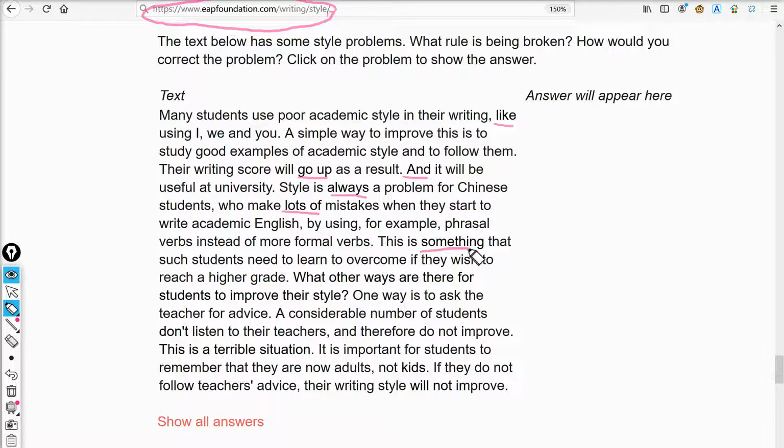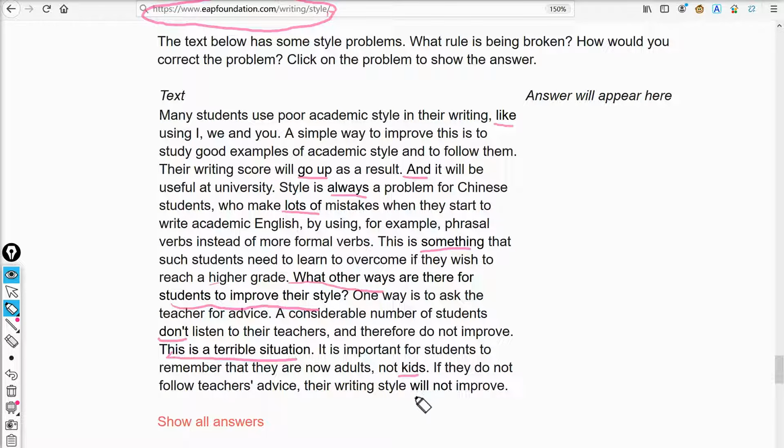What other ways are there for students to improve their style? One way is to ask the teacher for advice. A considerable number of students don't listen to their teachers and therefore do not improve. This is a terrible situation. It is important for students to remember that they are now adults, not kids. If they do not follow teachers' advice, their writing style will not improve.